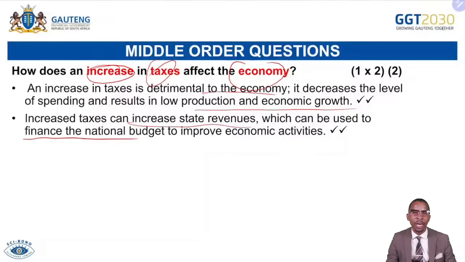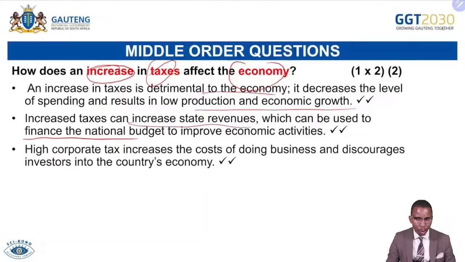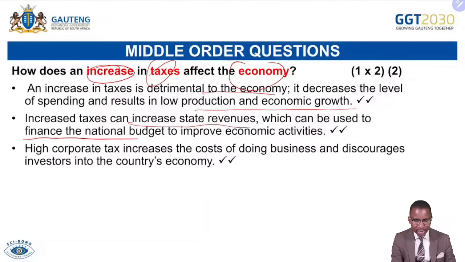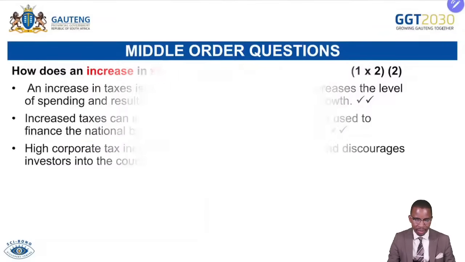Like I've mentioned, in the long run, as taxes increase while there's no tax evasion, there can be more tax revenues earned by the government, which can result in more spending in the future and increase the multiplier effect. High corporate tax, or business tax, or company tax increases the cost of doing business, and it discourages investors or businesses from the country's economy. If company tax is too high, businesses will be discouraged from investing in the country's economy, which will lead to what? Fewer investors and less economic activity.